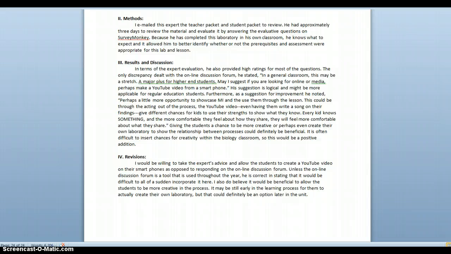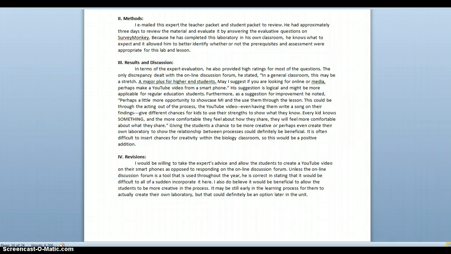The formative evaluation was very helpful, especially the expert formative evaluation. He provided some different ideas or different things that I could incorporate into the unit. In particular, he talked about the online discussion forum, that if it was something that the students were not used to or something that was not used often, it may be more of a hindrance or they may not see the connection there. Instead, possibly just making a YouTube video or a video on their phone explaining their results would be another way that the students could express their answers.